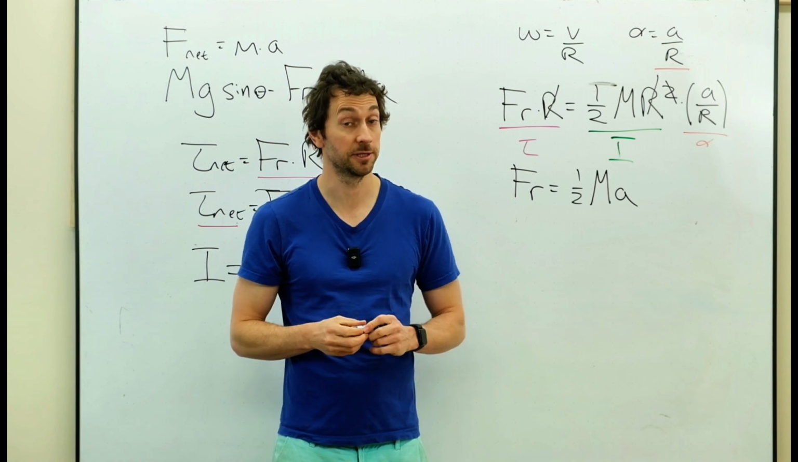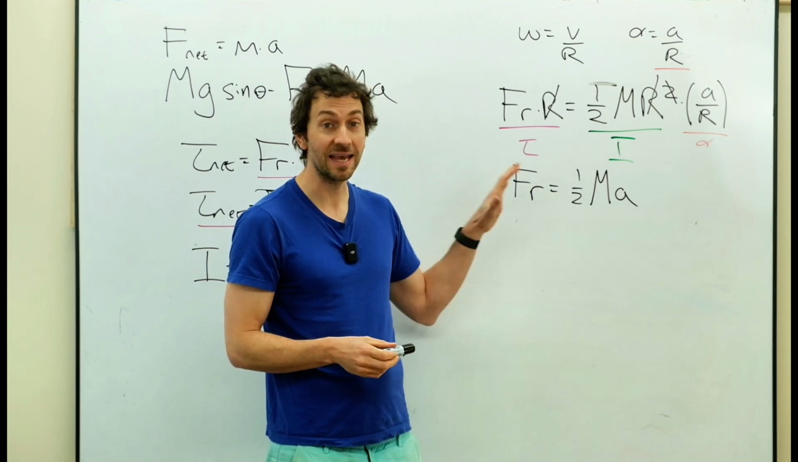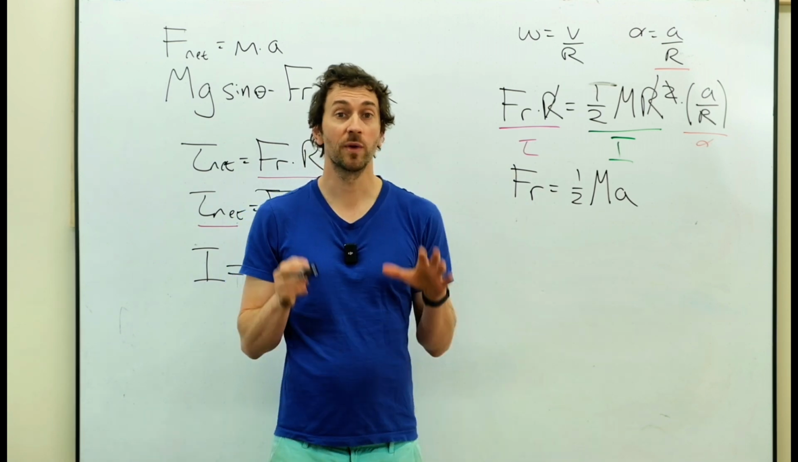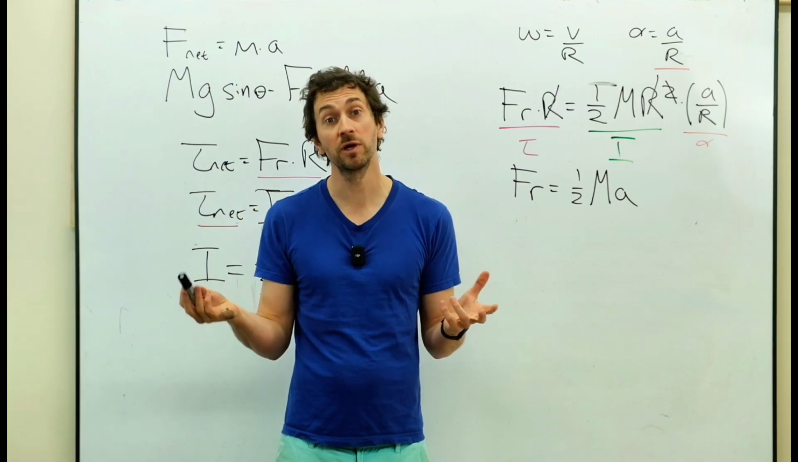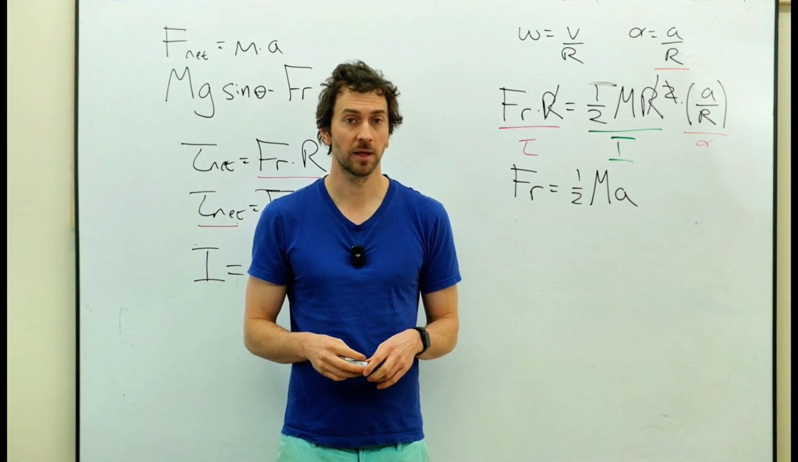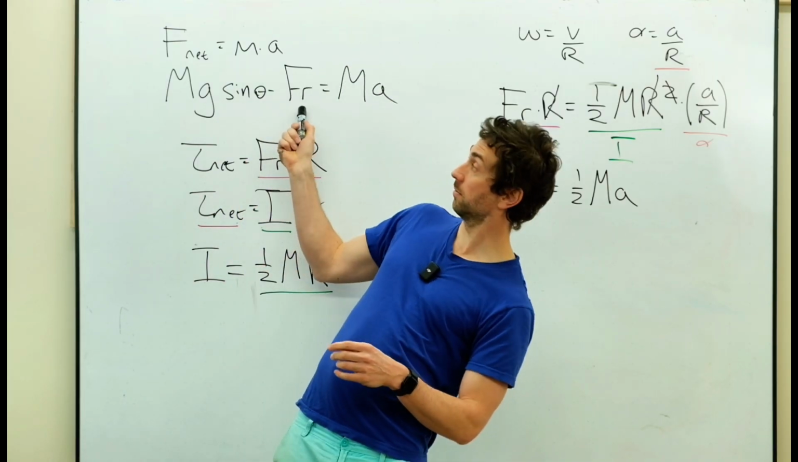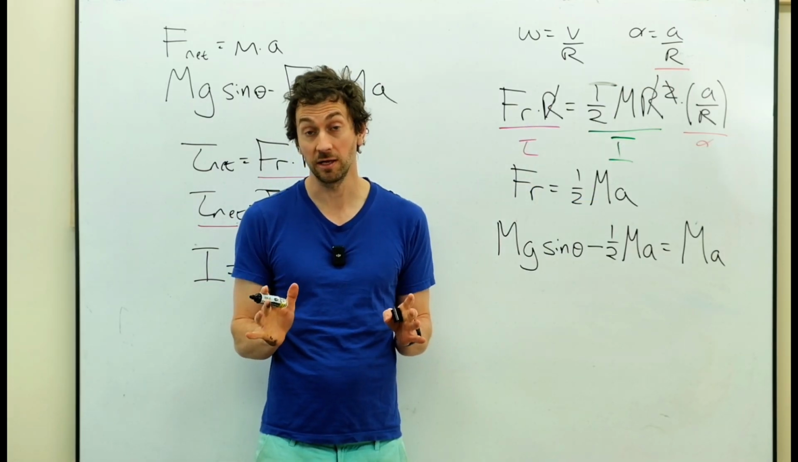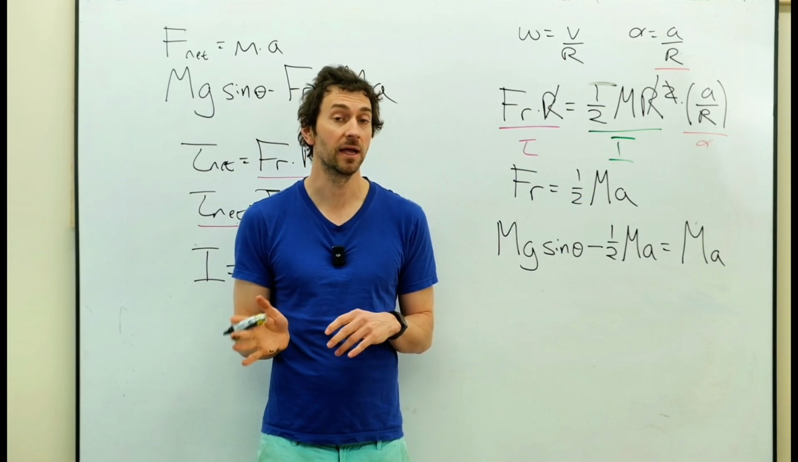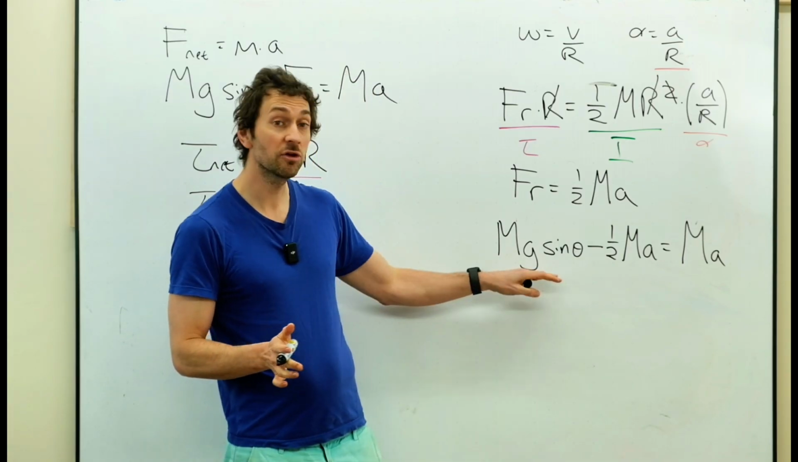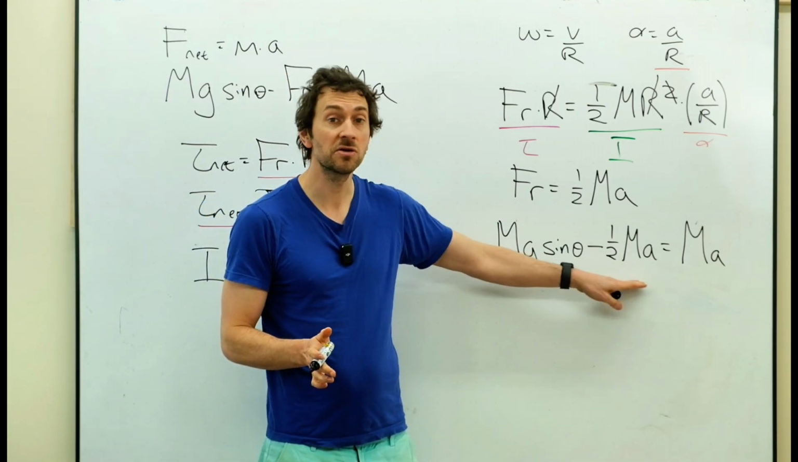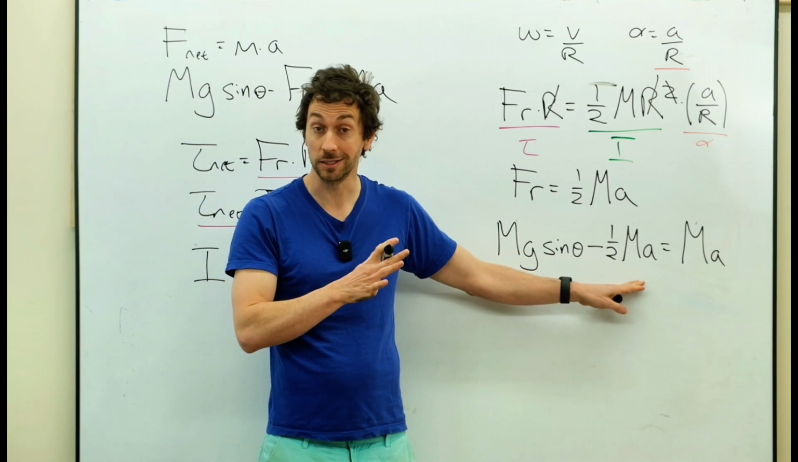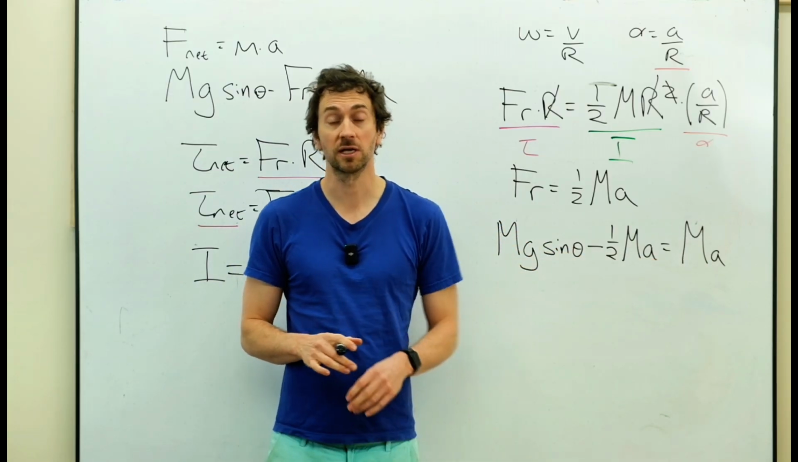Wow, quite interesting. So here I now have the force of friction, so I can take that and put that into my original Fnet formula up here. So let's do that. So I get mg sine theta minus 1/2 ma equals ma. So here's the force of gravity, and here's the force of friction pulling against it. And that's the real acceleration.